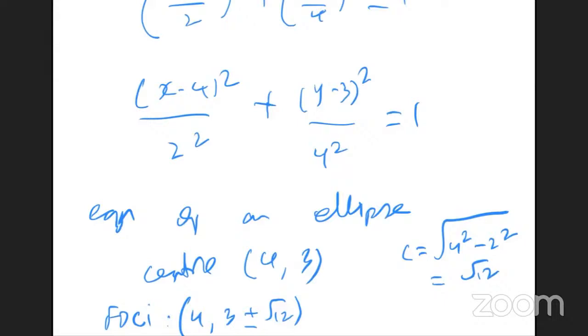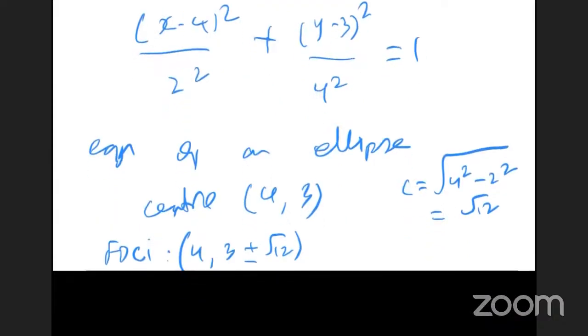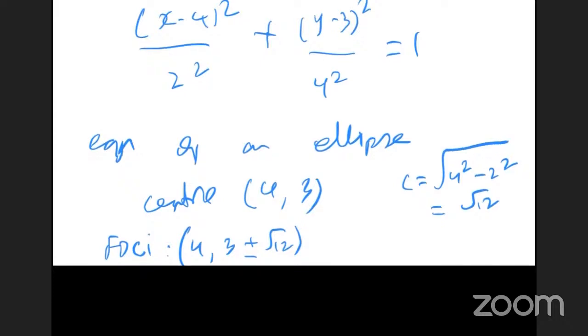Okay, so the center is 4, 3, you find C, and you tell them what the foci is, right? Don't leave out the foci, please. Well, when you're defining an ellipse, you must have the center and the foci. The foci kind of acts as a radius. The reason for the plus and minus there is you're doing it twice, right? 4 by 3 plus root 12, 4 by 3 minus root 12. All right?